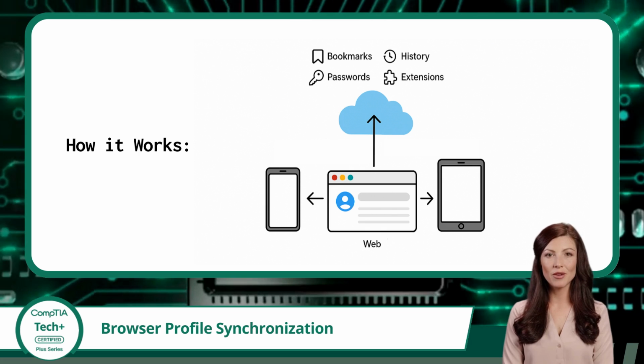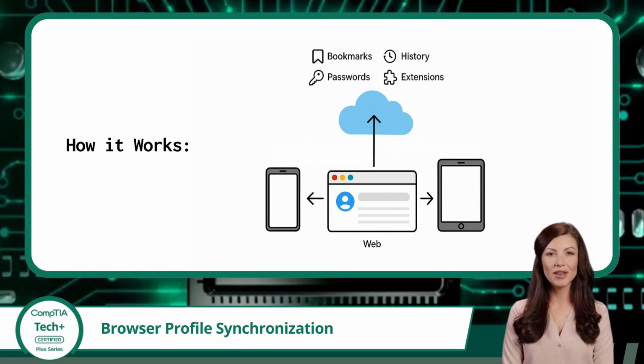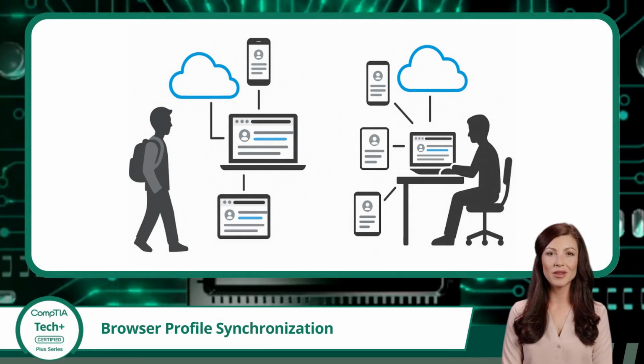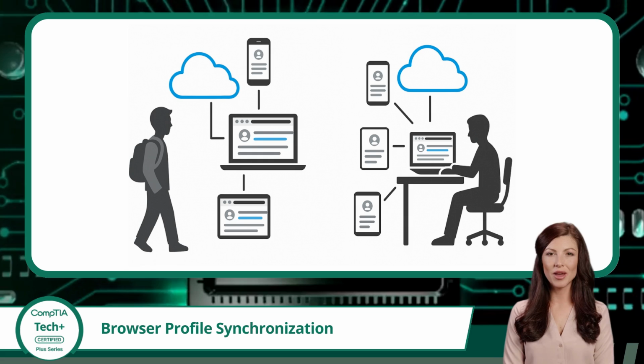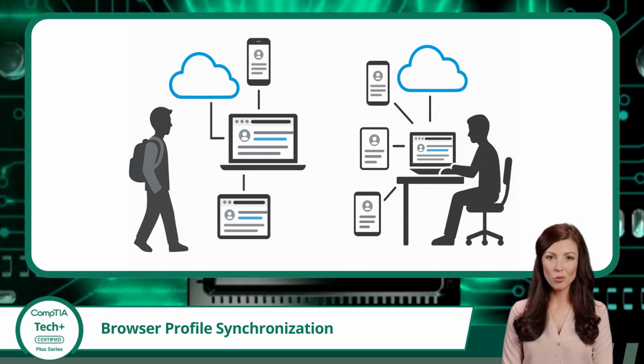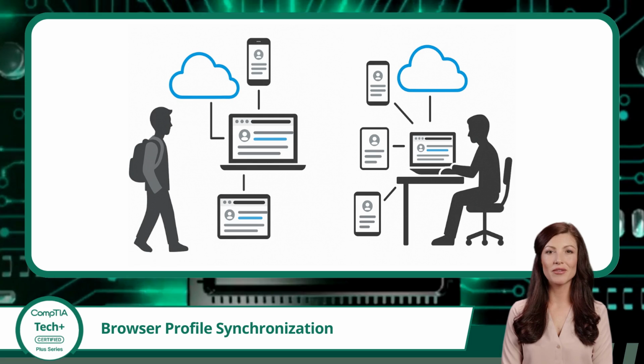For example, you could bookmark an article on your desktop and finish reading it later on your phone. Or start filling out a form on your tablet and pick up where you left off on your laptop. This makes working across multiple devices smooth and seamless. Synchronization is especially useful in environments where users switch between devices often, like students using school laptops and home computers, or remote workers using both personal and company devices.